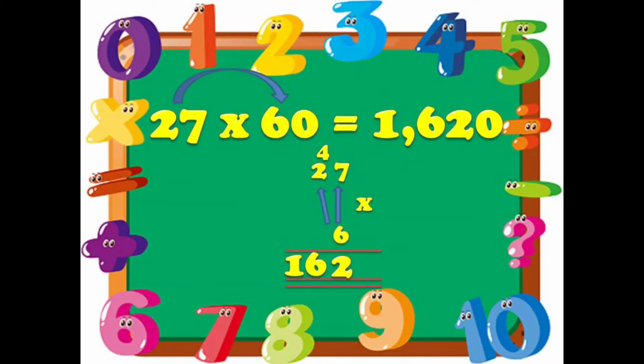Another example, 27 times 60. What we are going to do is multiply 27 by 6. So 27 times 6 is equal to 162, and then add 0 to the product. So 27 times 60 is equal to 1620.